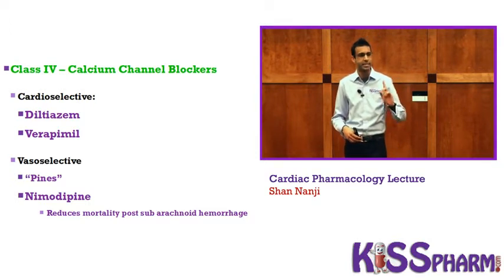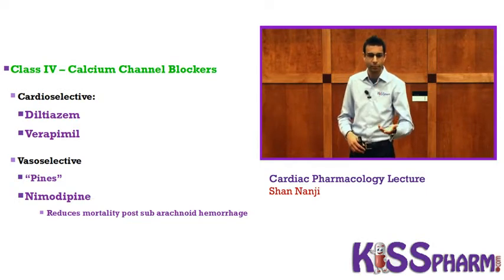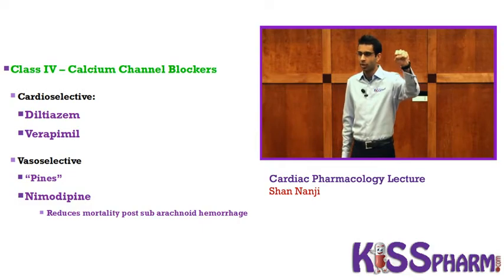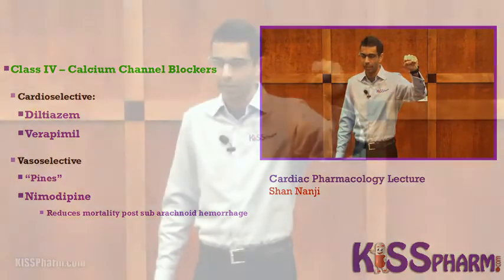Subarachnoid hemorrhage. It decreases mortality post-subarachnoid hemorrhage because what it does is it prevents the vasospasm, which causes them to bleed to death after a subarachnoid hemorrhage. So you're going to prevent that vasospasm by causing vasodilation. Okay? The most correct way to say it is by preventing vasospasm, not by causing vasodilation, if you want to be nitpicky. Nimodipine is that drug.